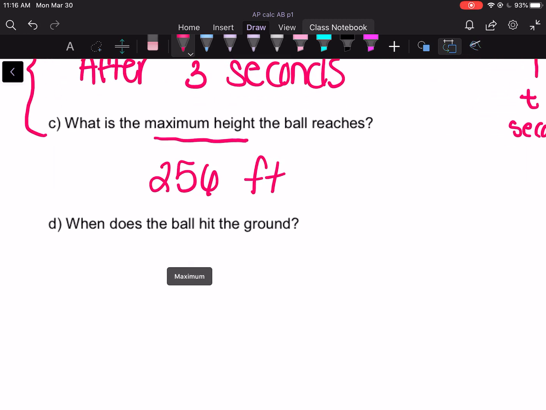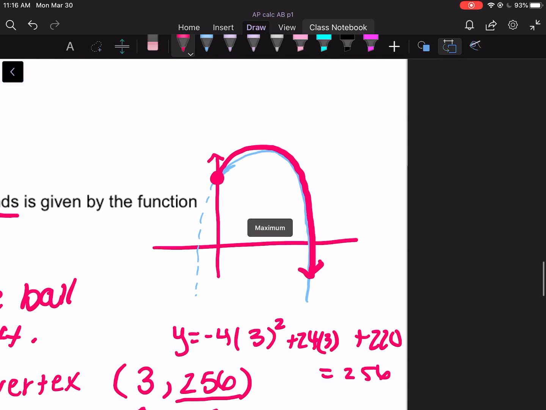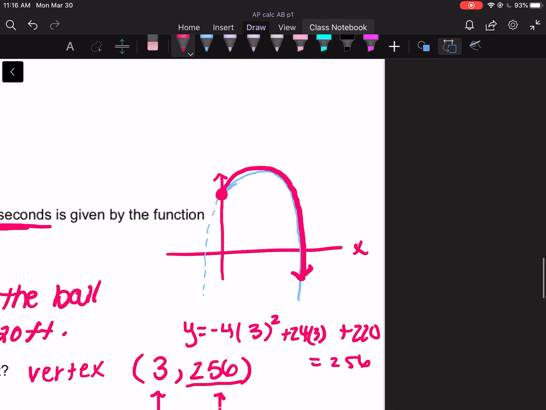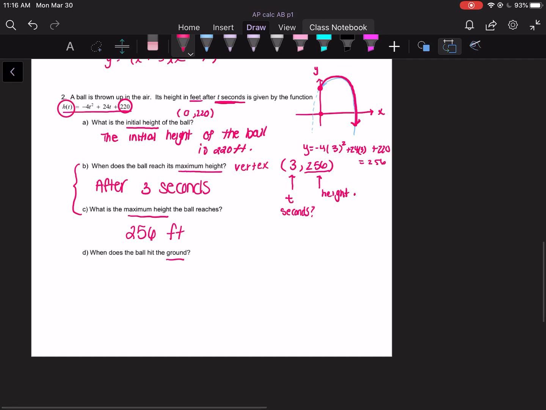Okay, part D. When does the ball hit the ground? Okay, let's look at the graph. What is ground level? Here's my x-axis, here's my y-axis. The ground level in this case is 0. That's the height of the floor. It's at 0 feet. So we know that means that y is 0. So if you were to do this mathematically, I'm going to show you how to do it with a calculator. You would set your function equal to 0.